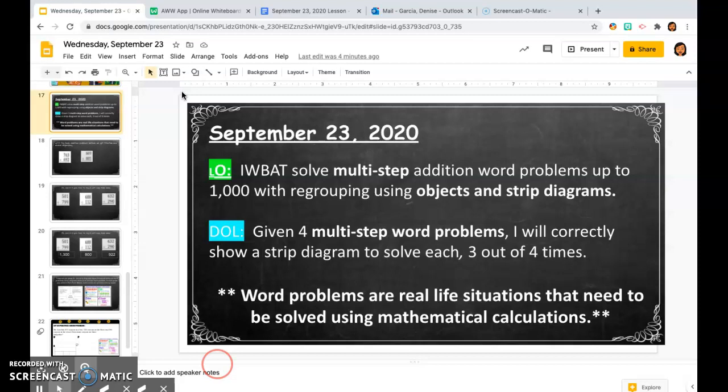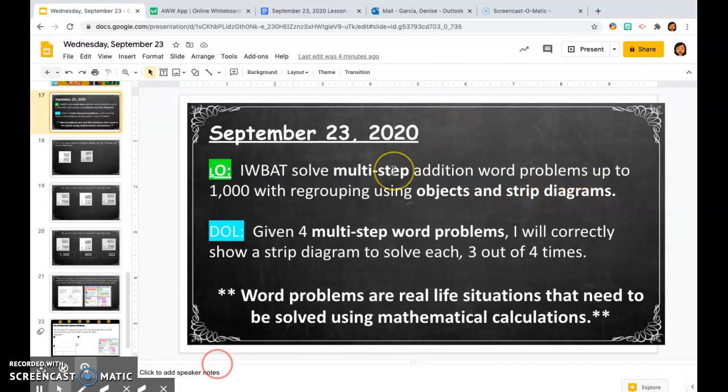and strip diagrams. So like we mentioned, word problems are real life problems that can happen to us, and we have to use math to solve them. We're going to be working up to the thousands place, and of course we are going to regroup. It's a little bit hard to do it with objects, but we are definitely going to focus on strip diagrams.